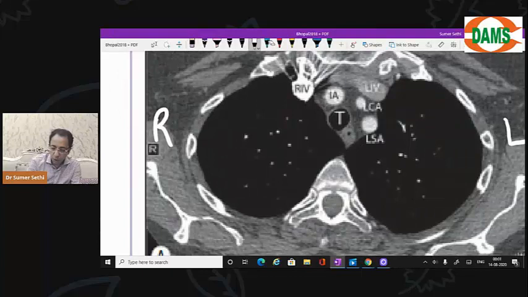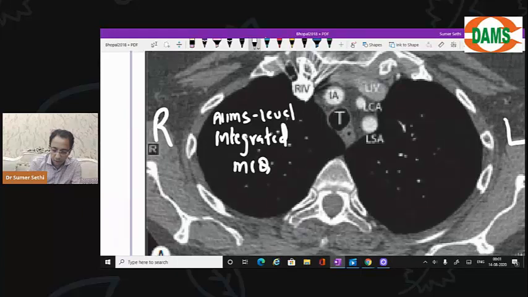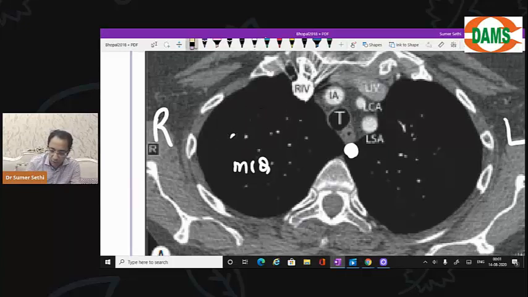Now, are you wanting to do an AIIMS level question? Okay. So now I will give you an AIIMS level integrated MCQ to solve. A patient has 4 branches from arch of aorta, and the 4th branch is seen on a CT behind the esophagus. What could this be?